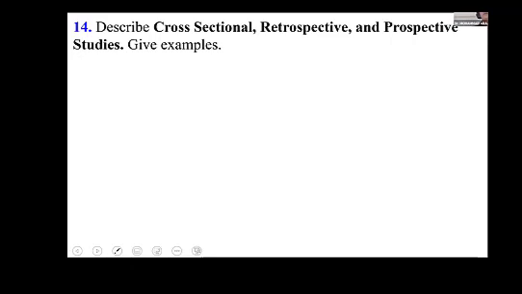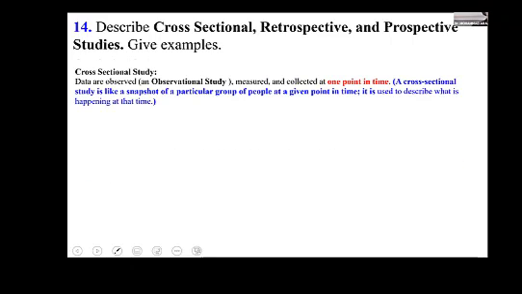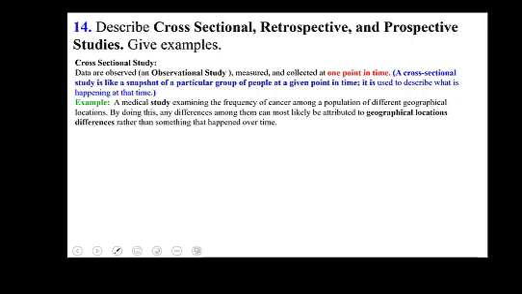Describe cross-sectional, retrospective, and prospective studies. Give examples. Cross-sectional study: data are observed, measured, and collected at one point in time. A cross-sectional study is like a snapshot of a particular group of people at a given point in time. It is used to describe what is happening at the time. Example: a medical study examining the frequency of cancer among a population in different geographical locations.